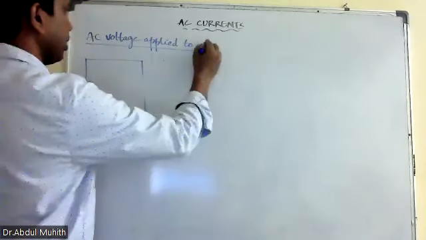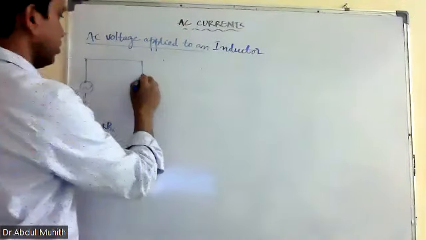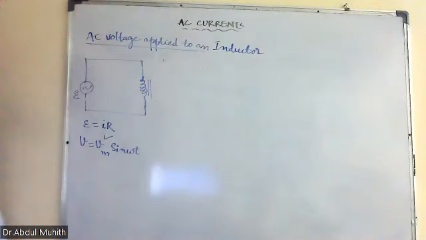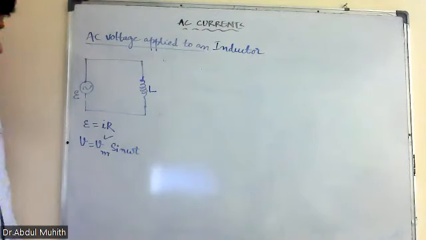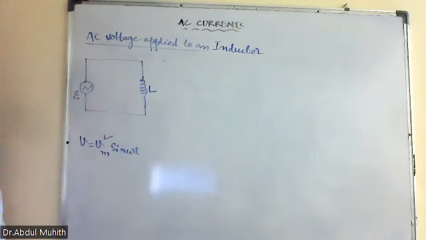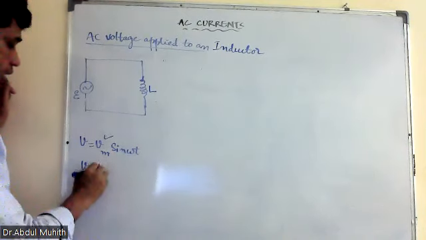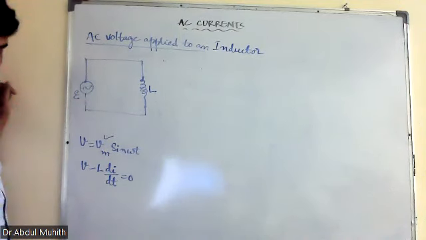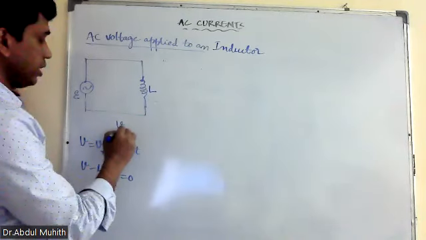AC voltage applied across an inductor. So here, this is the circuit. Okay, so this is L. L is the inductor. So what is the formula? E is equal to, here we write V is equal to Vm sin omega t. Okay, the formula is what? V minus L into di by dt is equal to 0. Why L? Because of the voltage across the inductor.